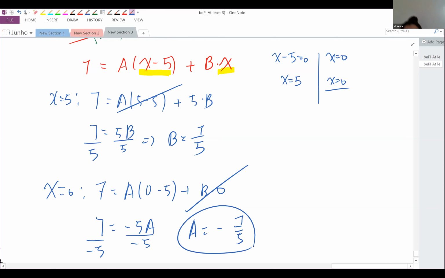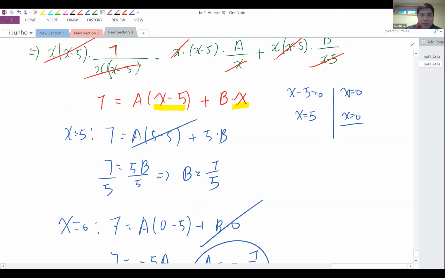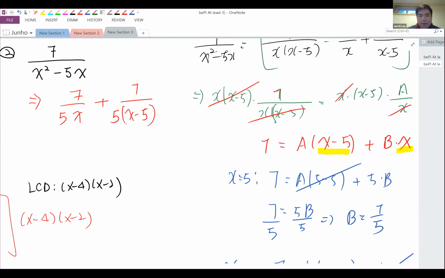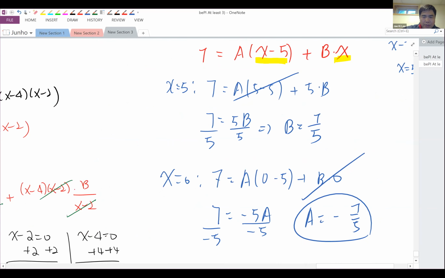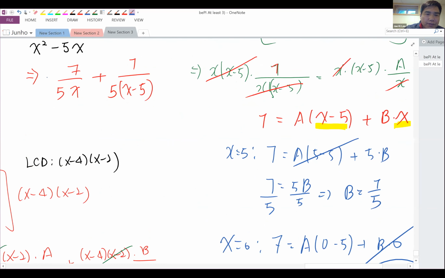Yeah, so we actually got the correct answer. So the answer was 7 over 5x plus, oh, we forgot one sign here. a must be negative 7 over 5. Negative 7 over 5x plus 7 over 5 times x minus 5. That would be the correct answer for this problem. Okay, so that was partial fractions anyway.